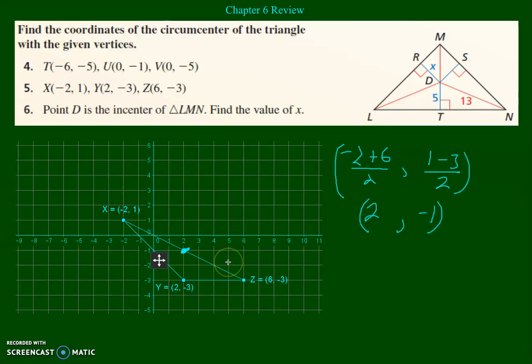Now, we're going to have to do a bit extra work, because we're going to have to find out where the line x equals 4 and the line perpendicular to XZ intersect. So that means we need to find the equation of a line through this point perpendicular to this line. So first thing is we need the slope of XZ. The slope is the difference of the y's, so 1 minus negative 3, divided by negative 2 minus 6. 1 minus negative 3 is 1 plus 3, which is 4. Negative 2 minus 6 is negative 8, which gives us negative 1/2.